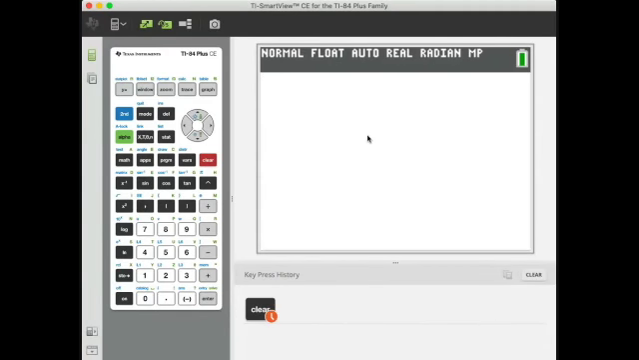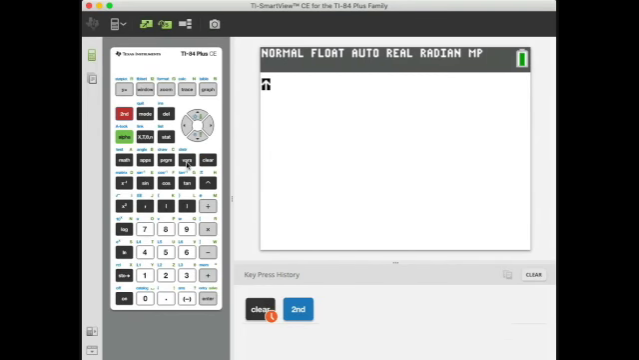So let's do part A first. Part A, we want to calculate the probability that our cars are between 60 and 75 kilometers per hour. So very similar to the binomial distribution, you're going to go second vars to get into that distribution menu again.